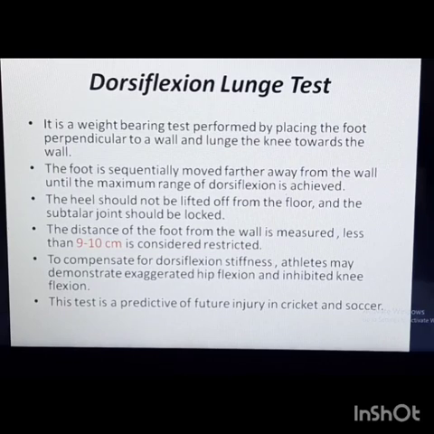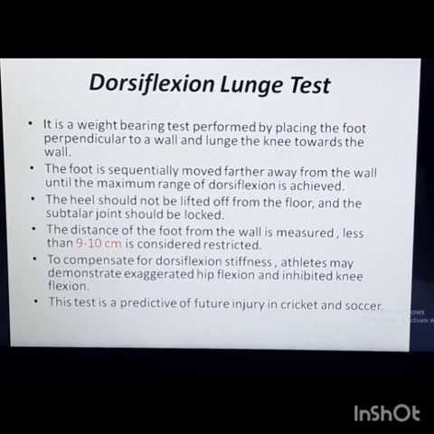Now you have to measure the distance. Till your heel lifts, that means you're having a good amount of dorsiflexion. Minimum distance is 9 to 10 centimeters. If it is less, you need to start working again, because the distance of the foot from the wall is measured, and if it's less than that, it's considered as restricted. Means you still need to work on your ankle dorsiflexion range of motion. Now how will the player compensate for stiff dorsiflexion? By increasing hip flexion and inhibiting knee flexion as well.